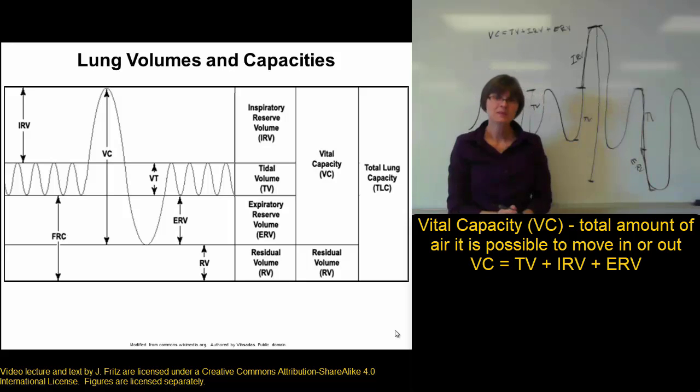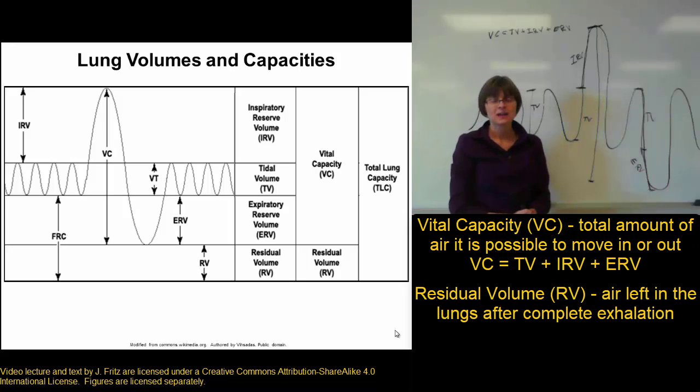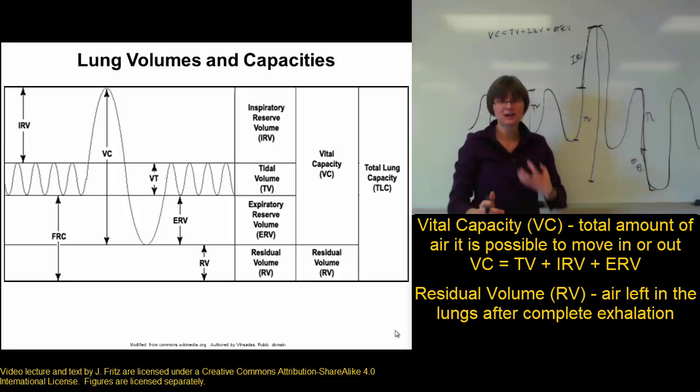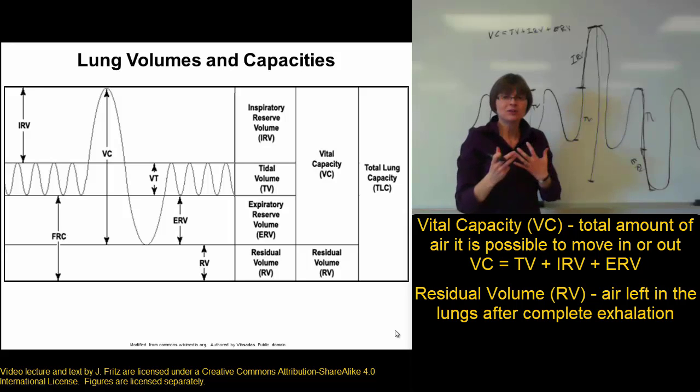One last volume I want you to know about is something that's called the residual volume. The residual volume refers to the amount of air that's left in the lungs after you've breathed out as much as you possibly can. Now remember, there's always going to be some air left in the lungs because we don't collapse our airways and all our alveoli when we breathe out. So even after you blow out as much as you possibly can, there's some air left in there. That's called the residual volume.